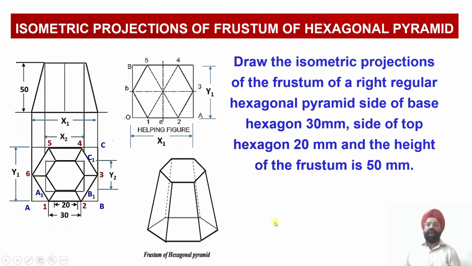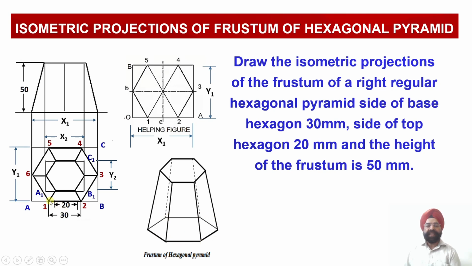Now we will be drawing the isometric projections of the frustum of this hexagonal pyramid. Here you can see this is the top portion of the frustum. This is the bottom portion of the frustum. First of all, we have to draw the top view of this hexagonal pyramid. When we draw the top view, you see the edge of the hexagon of the base. This is the hexagon which lies at the base, so this hexagonal pyramid is resting on its base on its hexagonal surface.